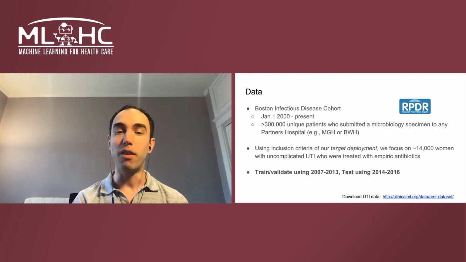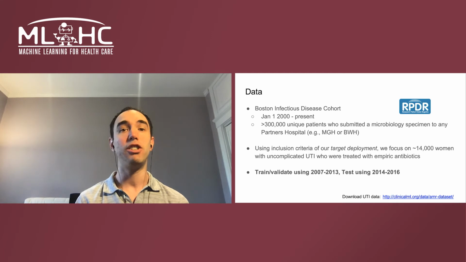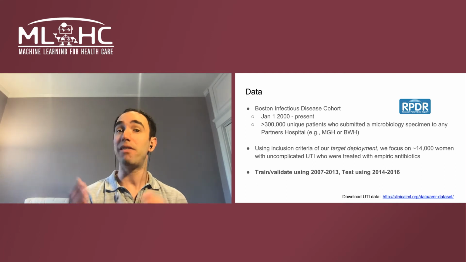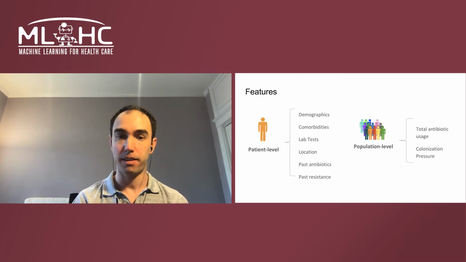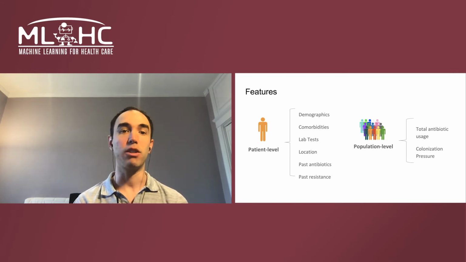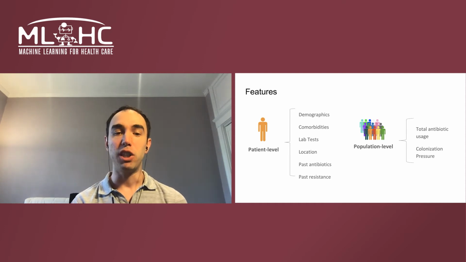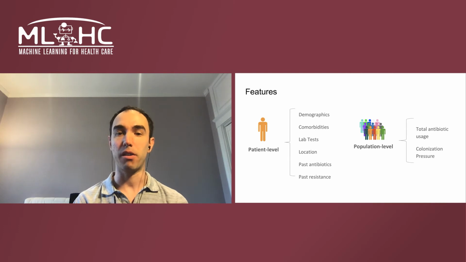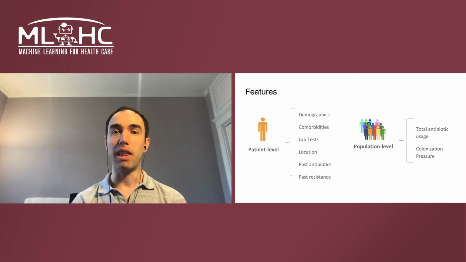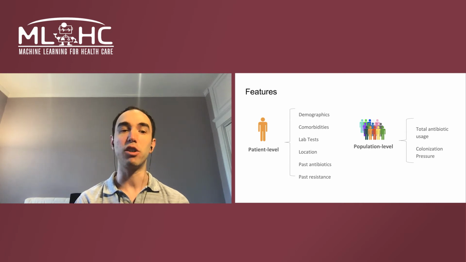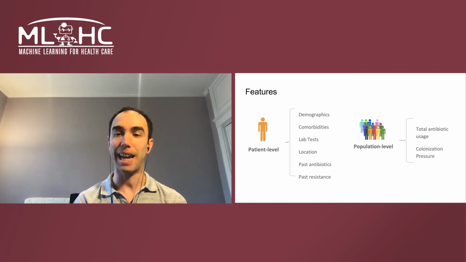We're going to train and validate using data from 2007 to 2013. And in order to assess our ability to generalize to future data, which might have data set shift, we're going to use as test data from 2014 to 2016. The features we use are all features that could be derived automatically from the electronic medical record, including demographics, comorbidities, laboratory tests, location information of where the specimen was taken, past antibiotic usage, and past resistance that have been recorded in the electronic medical record, along with population-level data that we generate by aggregating across a large number of patients, such as total antibiotic usage and colonization pressure.